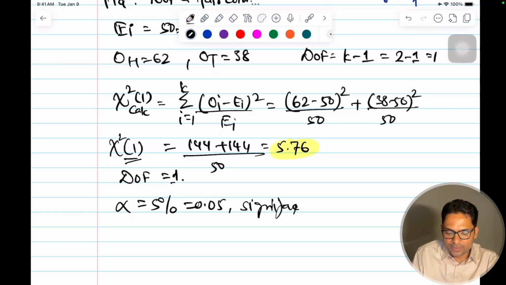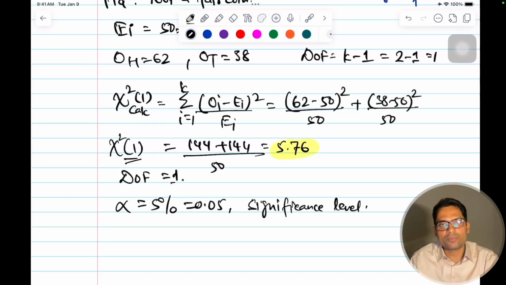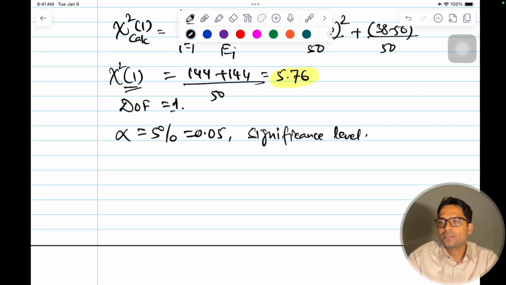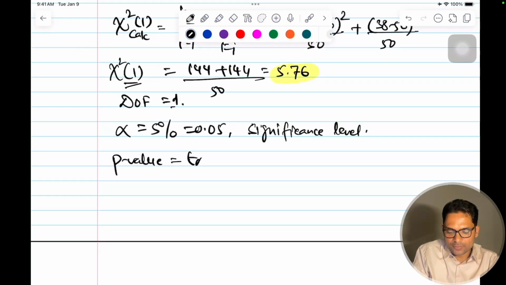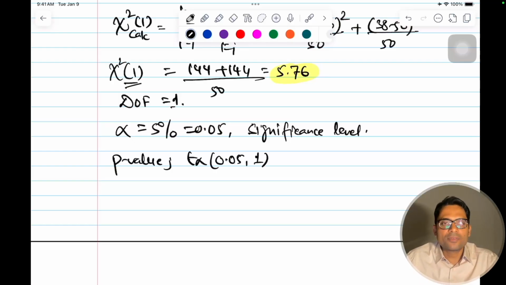Significance level or value. That is my significance. So now let's find the critical value for 0.05 and degrees of freedom equal to 1. We'll refer to a chi-square table. If you just search online for chi-square table, you will get it.